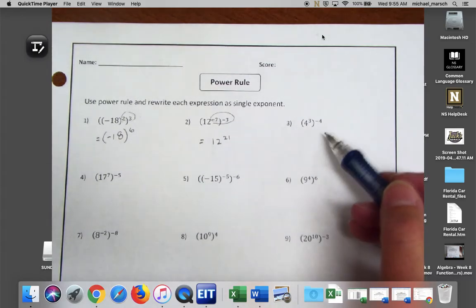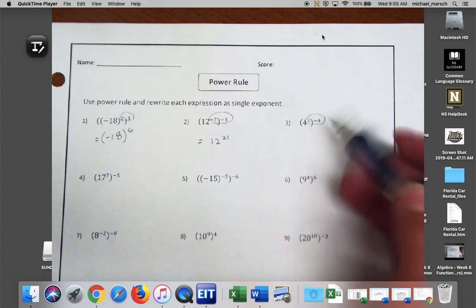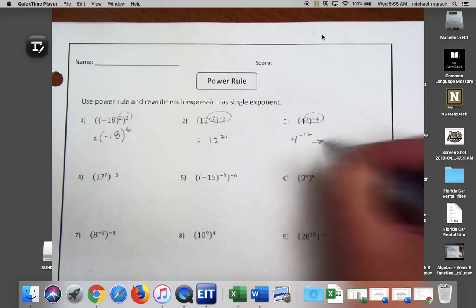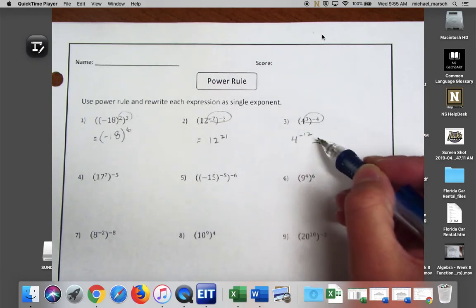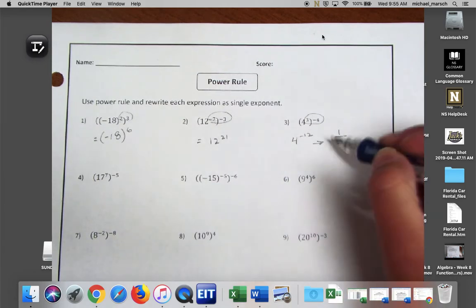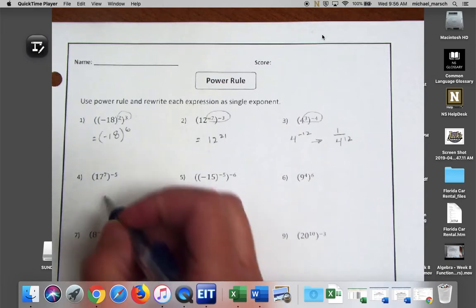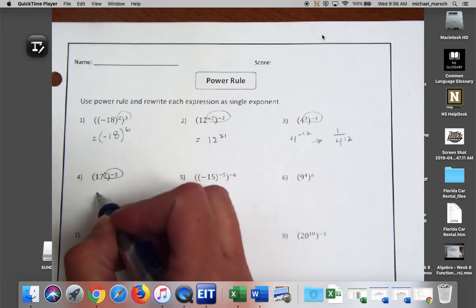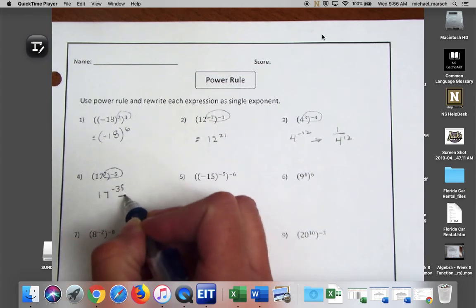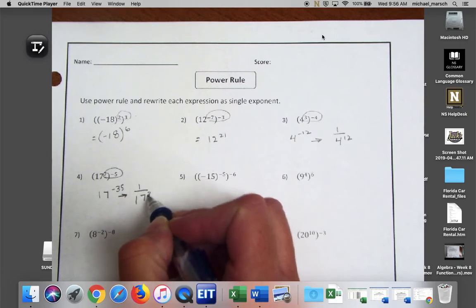Right here, this is where it gets a little fun. I have 3 times negative 4. So I'm going to do 4 to the negative 12, but then remember we talked about we can't have that negative, right? So I'm going to rewrite it as 1 over 4 to the 12th power, and that would be my final answer there. Same thing here with number 4. 7 times, or 7 times negative 5 is negative 35. I can't leave it like that, so my final answer would be 1 over 17 to the 35th.